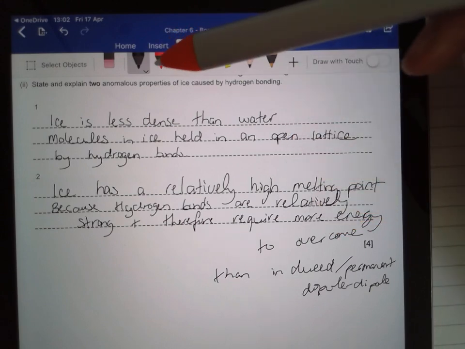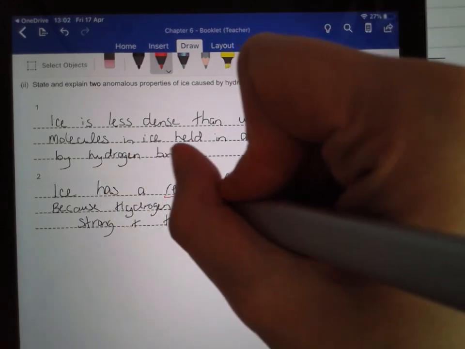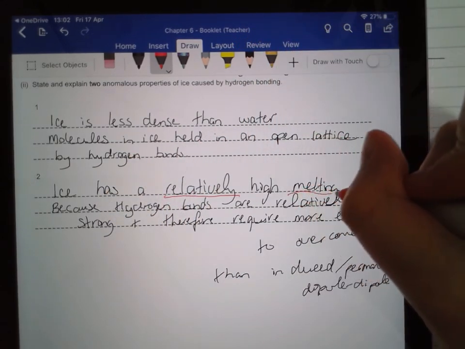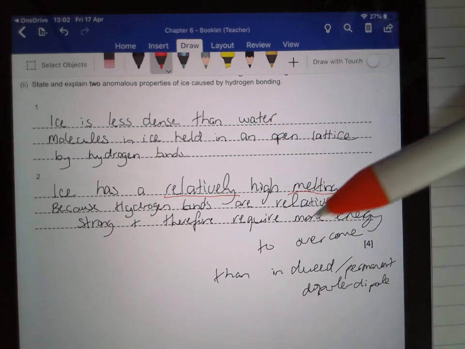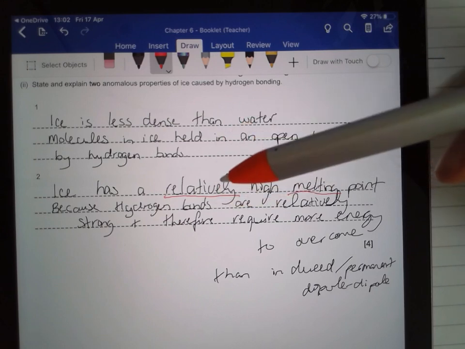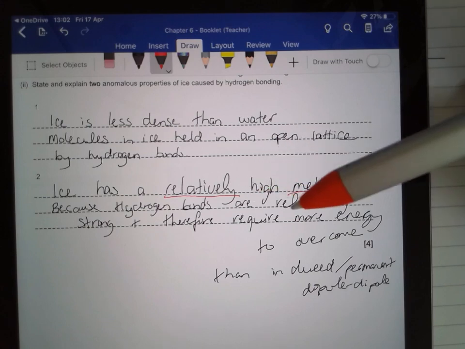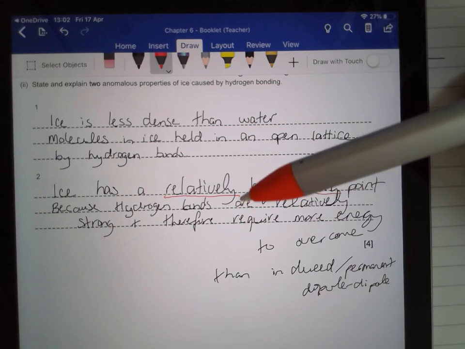For the second part, okay, you have to say that ice has a relatively high melting point. And this is where a lot of students fell down according to the mark scheme. Okay, first thing, you're talking about ice, so you're not talking about it boiling, you are talking about it melting. If you said boiling point, you're not going to get the mark. It has to be melting point. The other thing is this word relatively. Okay, ice melts at 0 degrees Celsius. That is not a high melting point. But compared to other molecules of a similar size, ice does have a high melting point. So it is a high melting point compared to other molecules of a similar size.